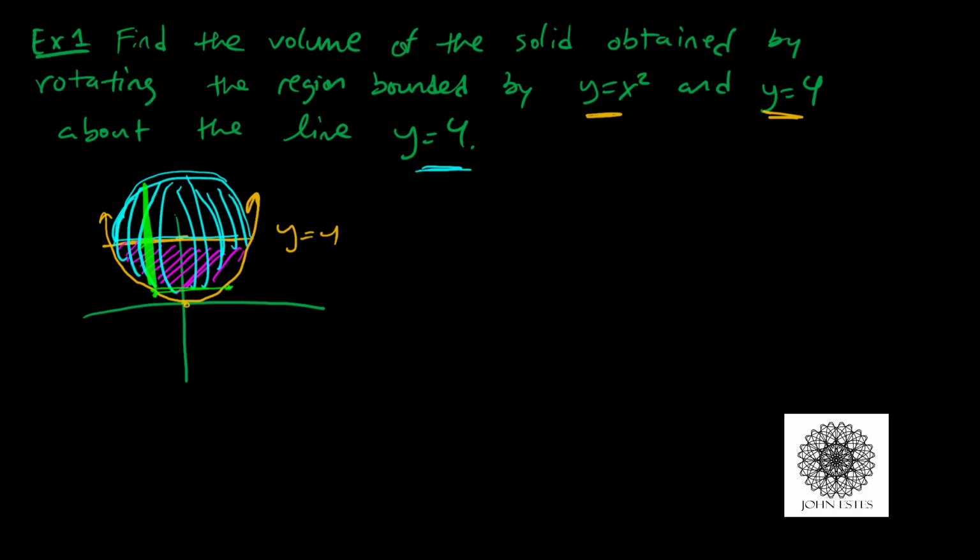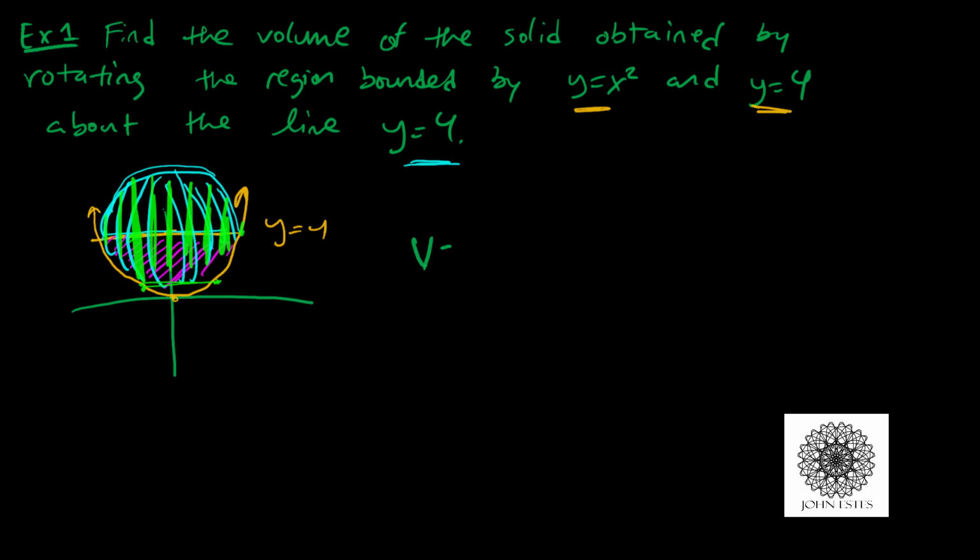What I tell my students is, look, notice how your slices are stacking up. These slices would be stacking up going along the x direction. That tells me I'm integrating with respect to x. So for my formula, I know that the volume here is going to be the integral from something to something of pi r squared dx.